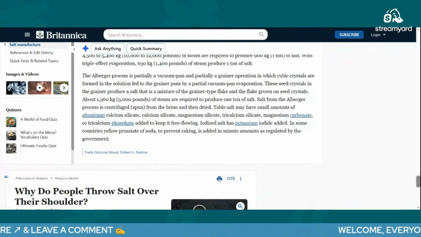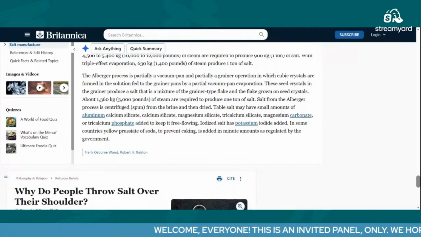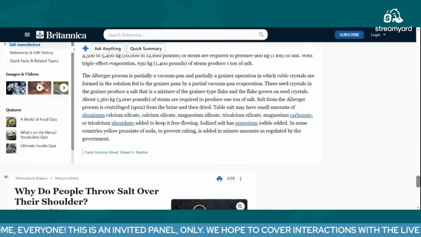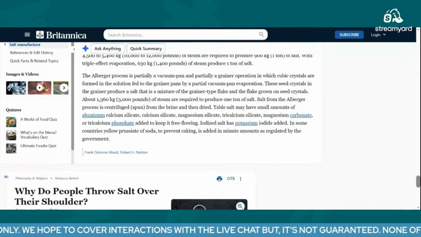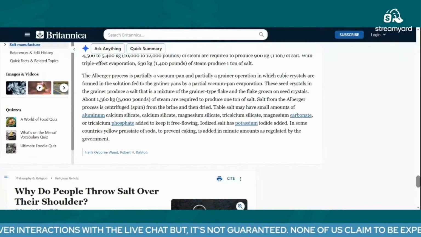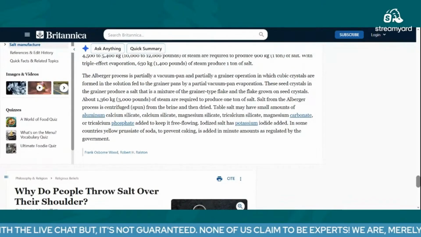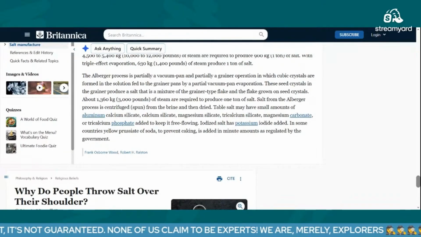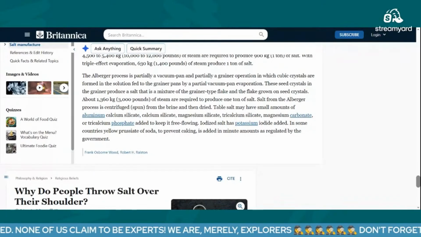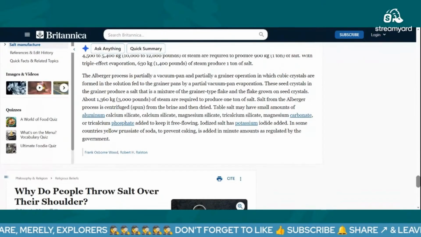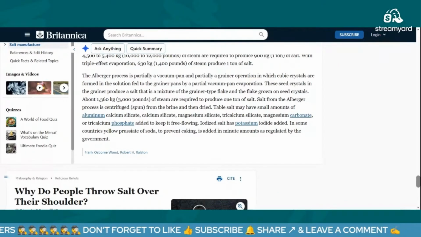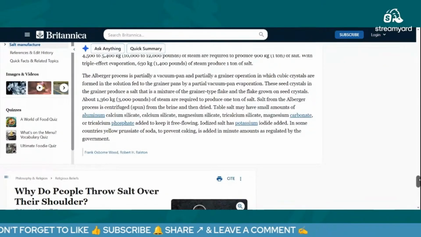then dried. Table salt may have small amounts of aluminium calcium silicate, magnesium silicate, tricalcium silicate, magnesium carbonate, or tricalcium phosphate added to keep it free flowing. Iodized salt has potassium iodide added. In some countries, yellow prussiate of soda to prevent caking is added in minute amounts as regulated by the government.